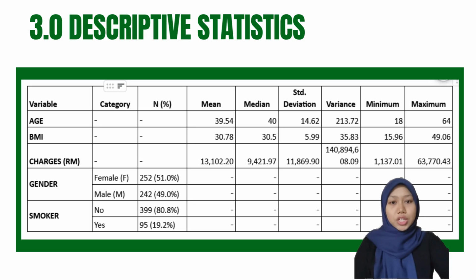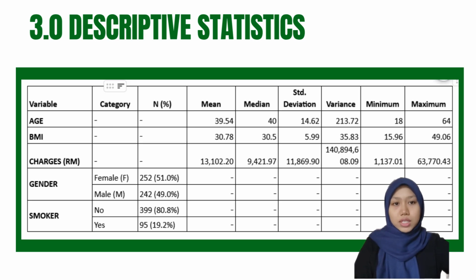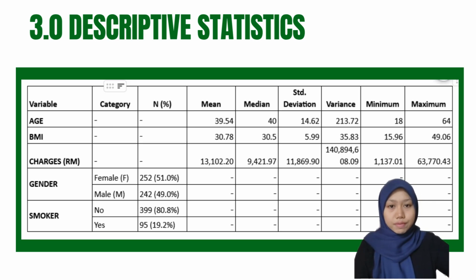Next, for the insurance charges, the mean annual charge is about 13,100, while the median is about 9,421. The large difference between the mean and median suggests that some individuals have exceptionally high insurance costs. The charges range from 1,100 to about 63,700, showing a wide variation among the policyholders.